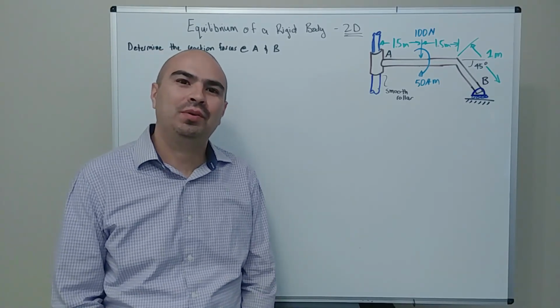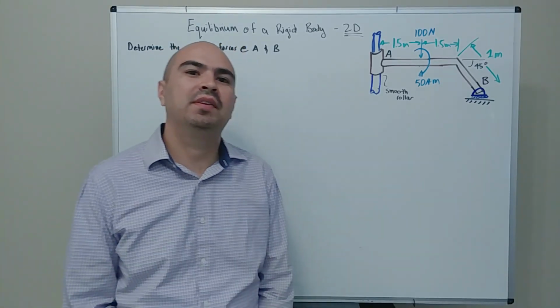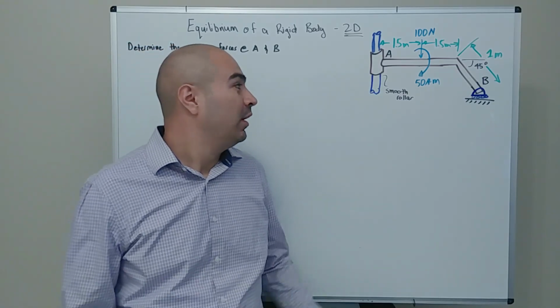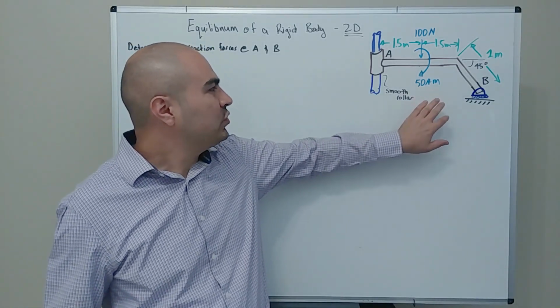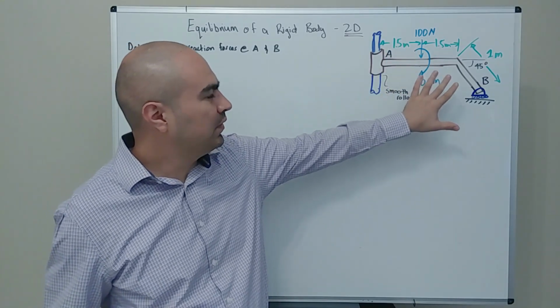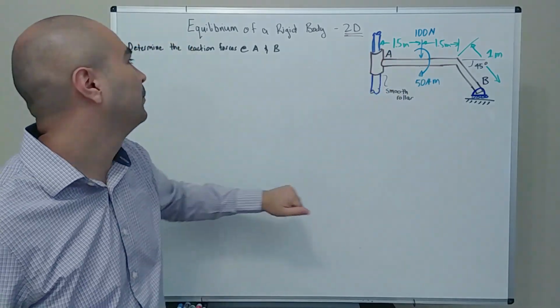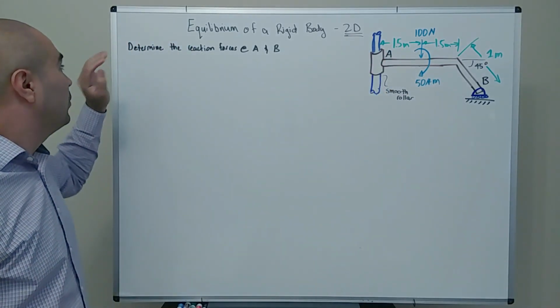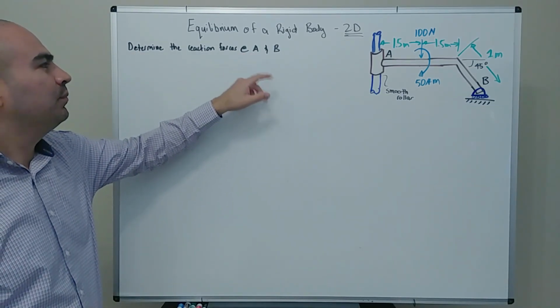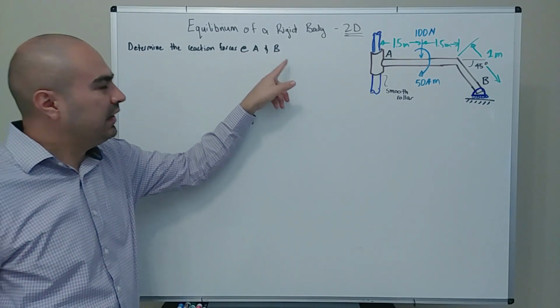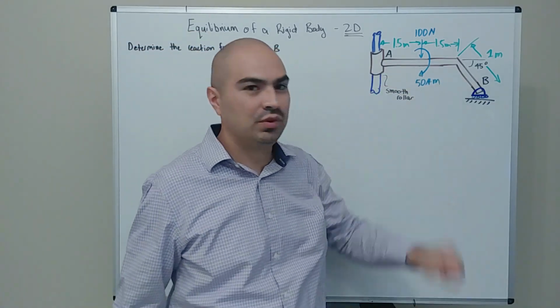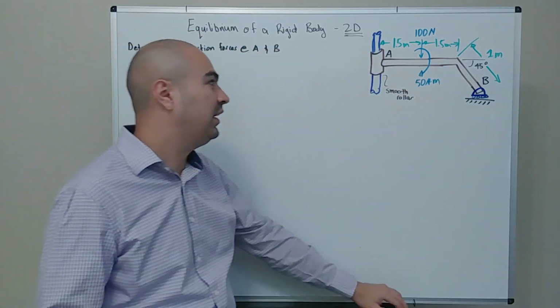Howdy. Let's work through another example dealing with the equilibrium of a rigid body. You can see this is a two-dimensional problem. It's subject to a system of coplanar forces. What we're going to try to do today is solve the reaction forces at A and B. So let's take a look at the problem at hand.